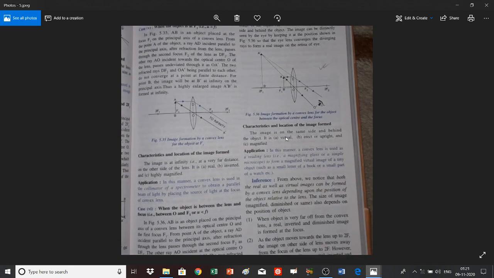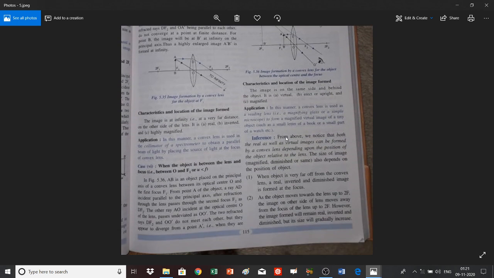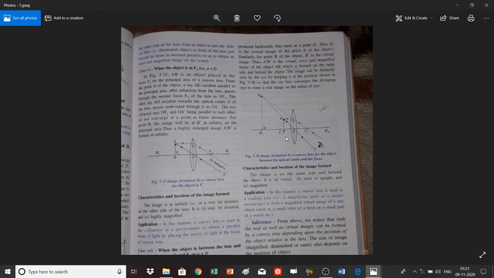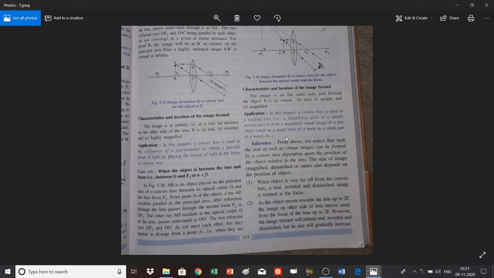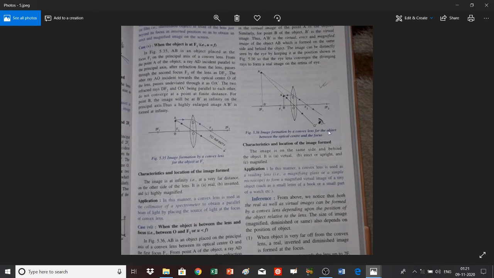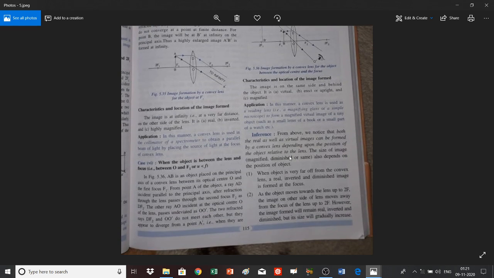In that case the convex lens will form a virtual image, and the magnification of this virtual image is high, obviously large. That is, the size of the image is higher than that of the object. The size of the image, whether magnified, diminished or same, also depends on the position of the object. When the object is very far from the convex lens, a real, inverted and diminished image will be formed at the focus. This is the first case.